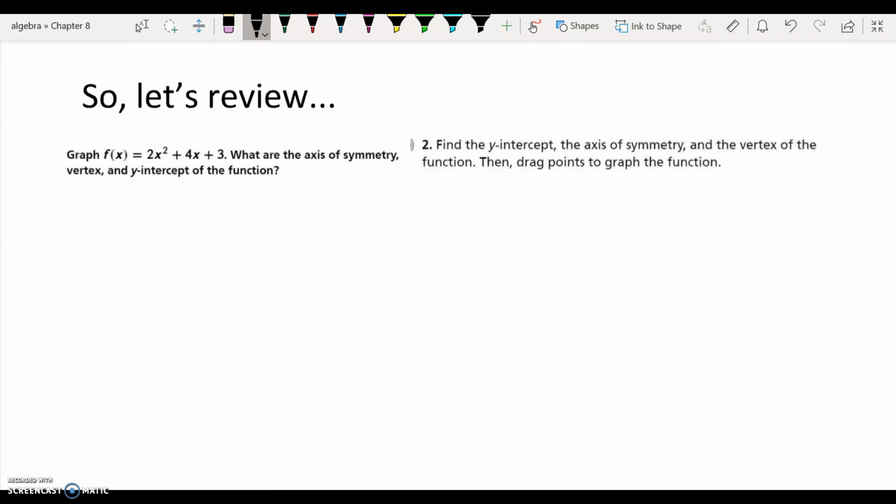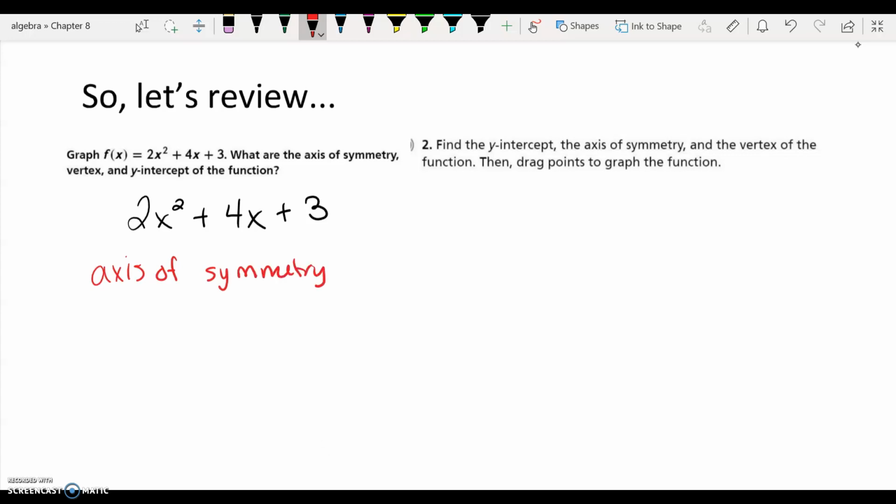So in the review that I had you guys do on Friday and Monday, you're going to graph these problems. I want to know the axis of symmetry, the vertex, and the y-intercept of the function. The nice thing about standard form, which is what this equation is in, is you can find the axis of symmetry and the y-intercept very easily. My axis of symmetry is x equals negative b over 2a.